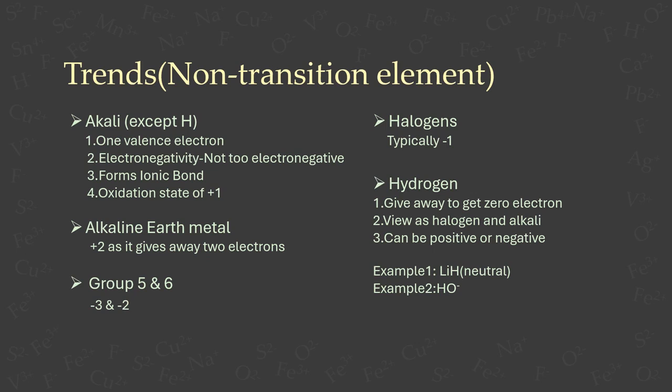Finally, hydrogen, the unique one, has 1 electron and can act as either a positive or negative charge. For example, in lithium hydride, hydrogen is -1 and the overall charge is neutral, 0, while in hydroxide, OH-, it is +1 for hydrogen and makes an overall charge of -1.